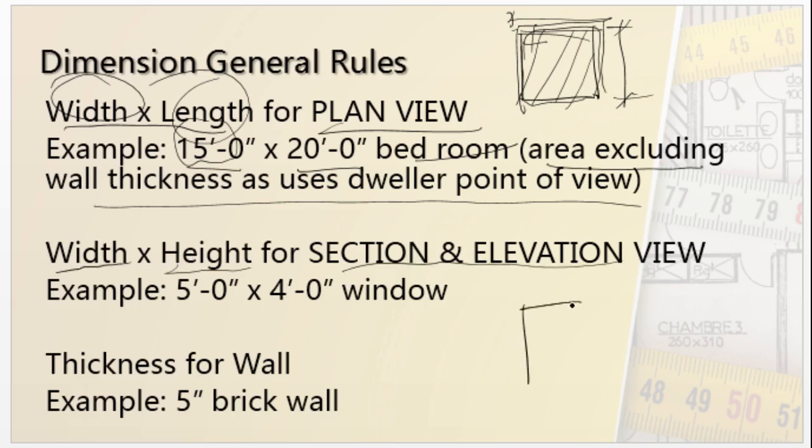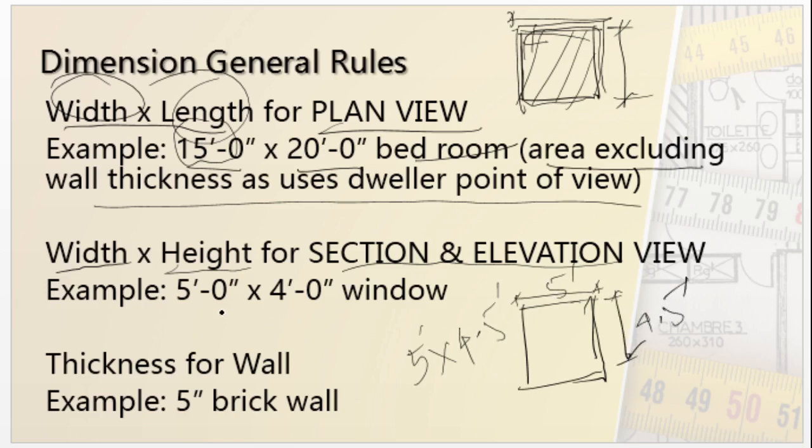So if there is a window over there and we are using the dimension 5 feet into 4.5 feet, that indicates the width of this window is 5 feet and the height is 4.5 feet. Or if it is given as a 5 feet into 4 feet window, then it denotes 4 feet of height.